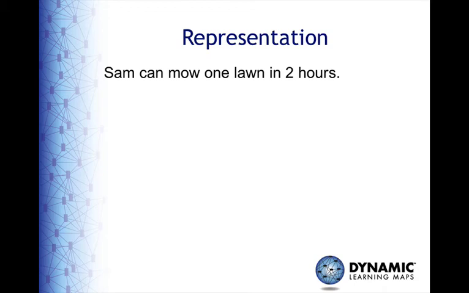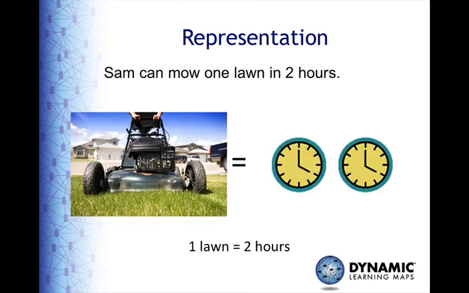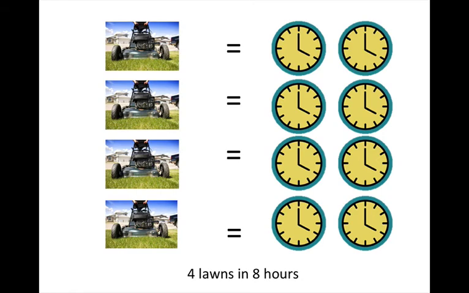Sam can mow one lawn in 2 hours. So let's create a pictorial representation. One lawn in 2 hours. And a written expression, one lawn equals 2 hours. The problem then asks us, how many lawns can he mow in 8 hours? Guide students to count out 8 clocks in groups of 2, just like at the beginning of the problem, so they can see the relationship or rate of change is 2 hours for every 1 lawn.